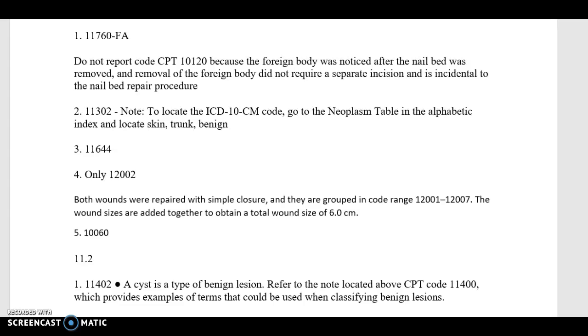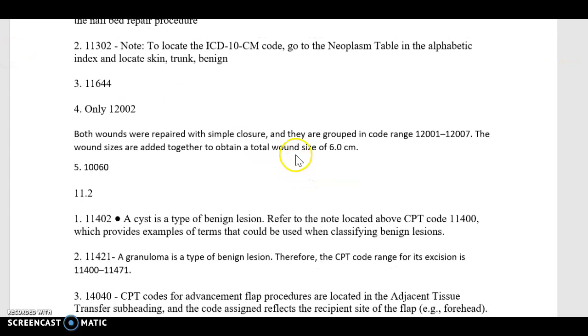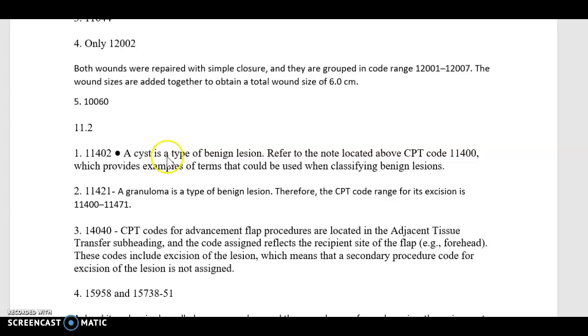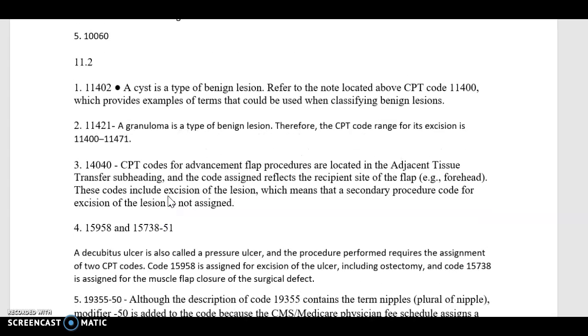So let's go with 11.2. Number 1 was pretty good. Keep in mind that this is a type of benign lesion. 2 looked good. 3. Okay, a couple of different things.